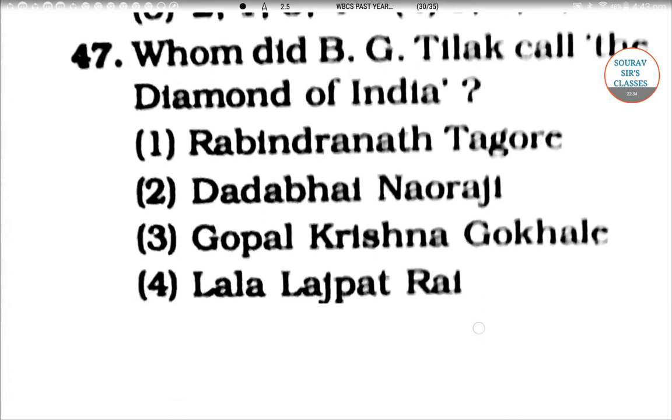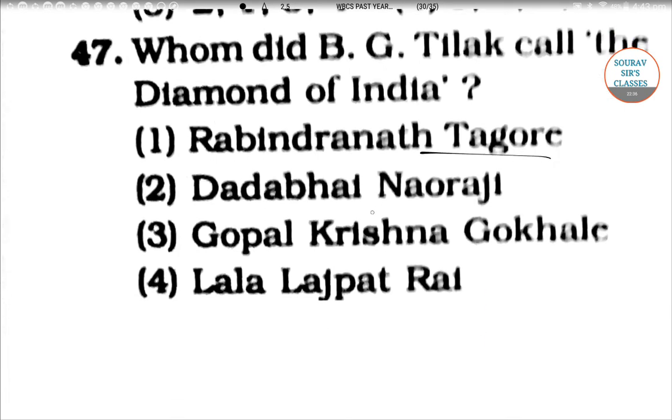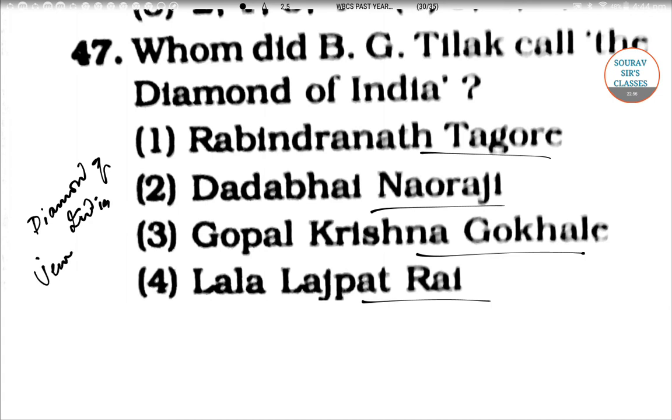Whom did B.G. Tilak call the Diamond of India? Rabindranath Tagore, Dadabhai Naoroji, Gopal Krishna Gokhale, or Lala Lajpat Rai? So B.G. Tilak, or Bal Gangadhar Tilak, called Gopal Krishna Gokhale the Diamond of India, the Jewel of Maharashtra, and Prince of Workers. So 3 names were given: Diamond of India, Jewel of Maharashtra, and Prince of Workers.